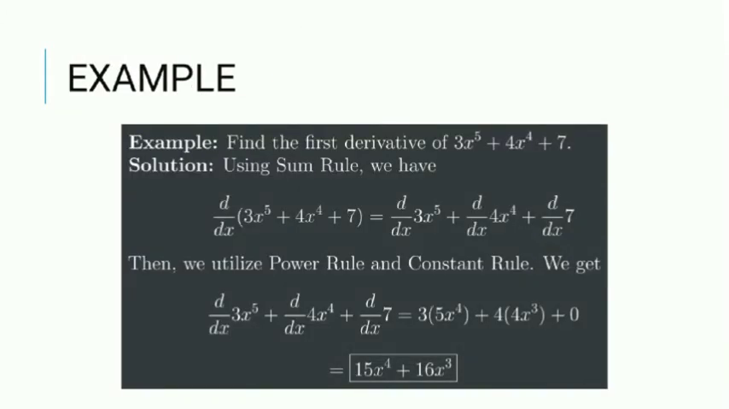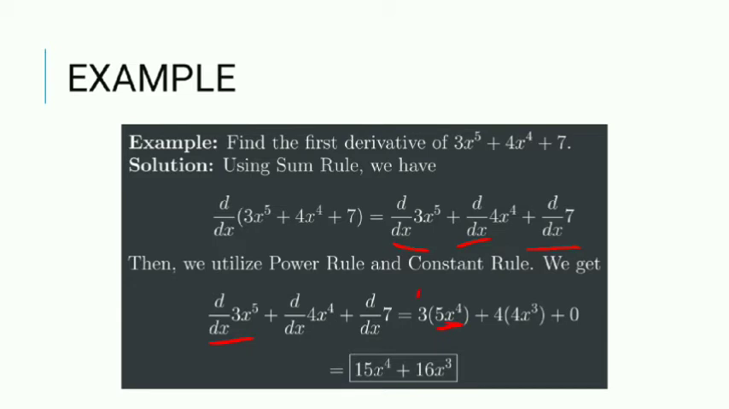So let's try to solve some examples. Find the first derivative of 3 times x raised to 5 plus 4 times x raised to 4 plus 7. Using the sum rule, we can break it up into the d/dx of 3 times x raised to 5 plus the d/dx of 4 times x raised to 4 plus the d/dx of 7. Using the power rule and the constant rule, we can pull out this constant and take the derivative of x raised to 5, which is equal to 5 times x raised to 4 using the power rule.